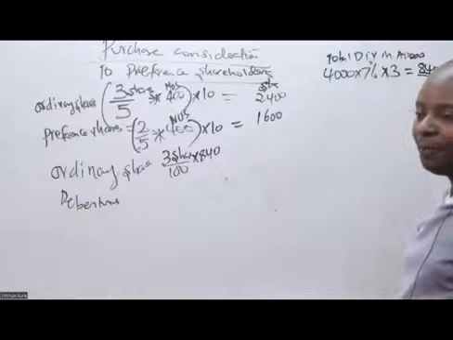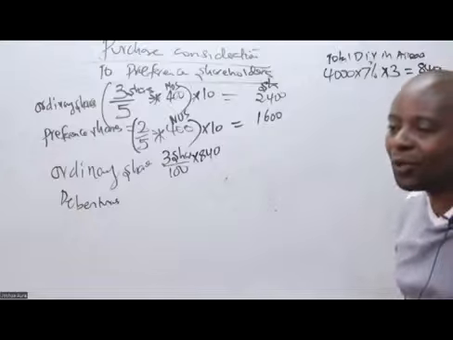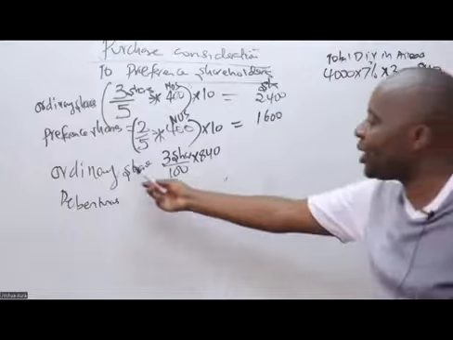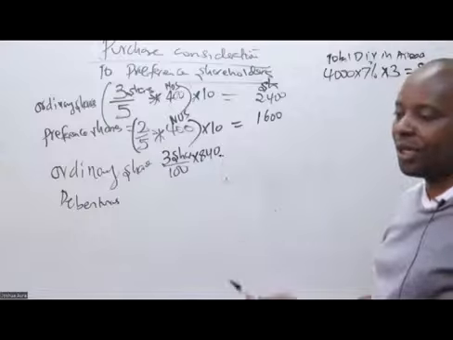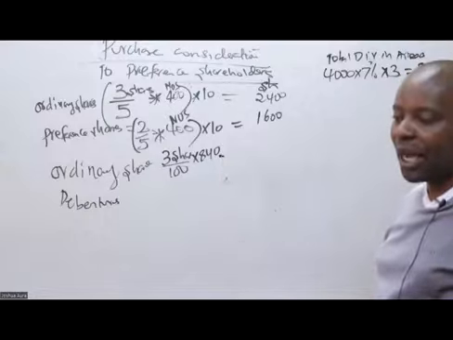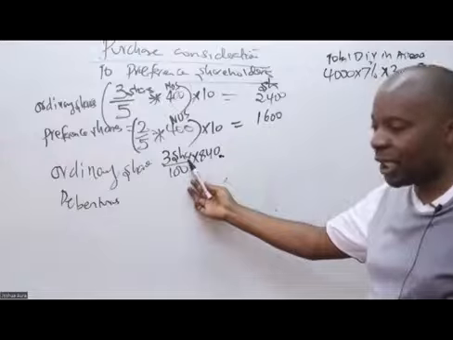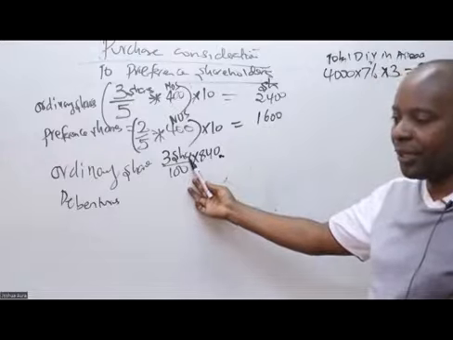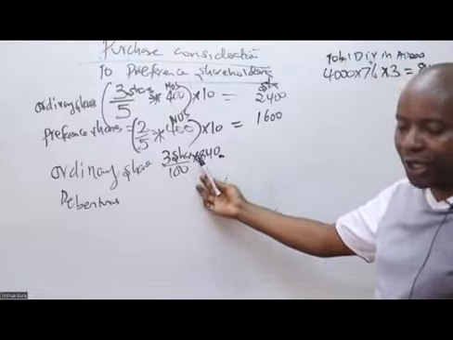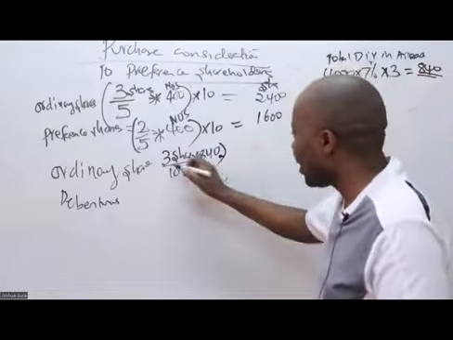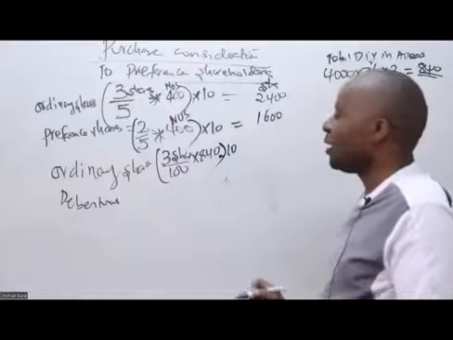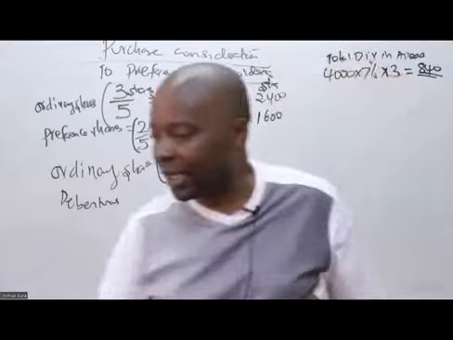Is 840. So these ordinary shares, have they given us the par value of the ordinary shares? Because if it's ordinary shares, there must be a par value. Have they given us the par value? 10, they're telling me it is 10. The ordinary shares' par value is 10.